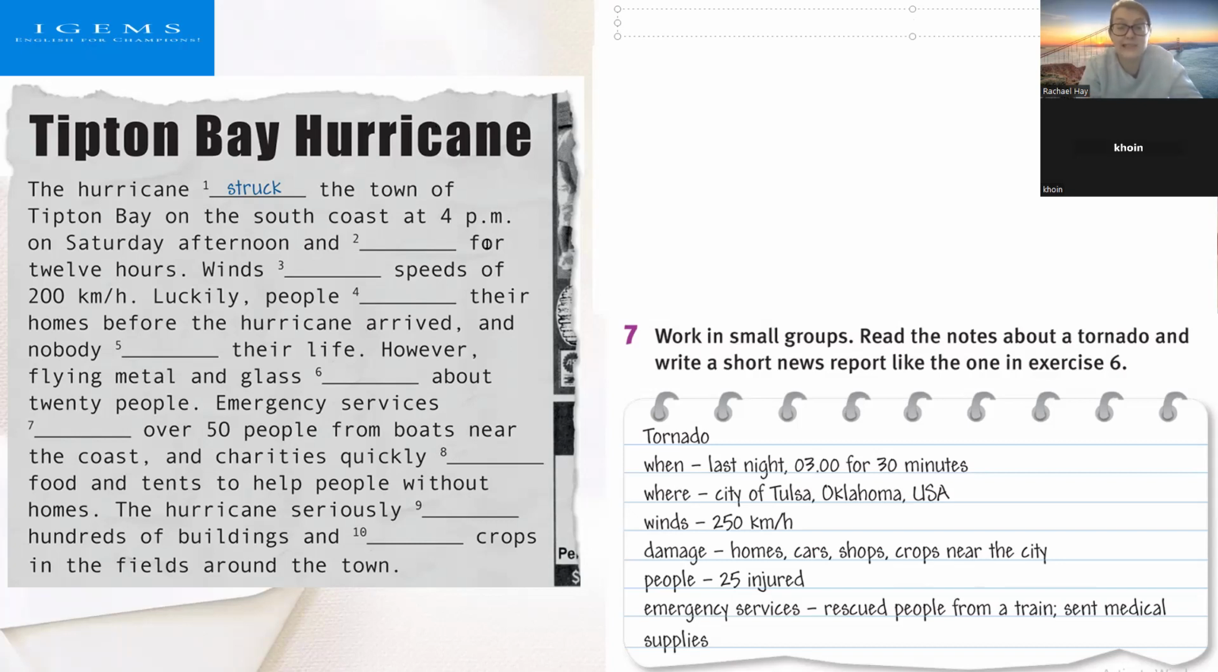Okay, so first of all, we need a title. So we can say Tulsa's... Let's make it fun. The Tornado of Tulsa, Oklahoma. Okay, so that now is our title. Okay, so how are you going to start your news report now?